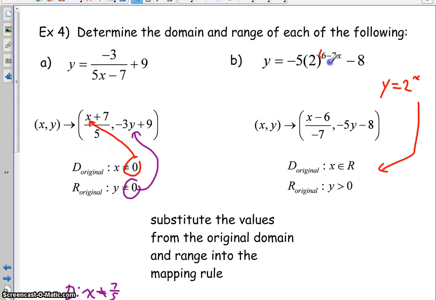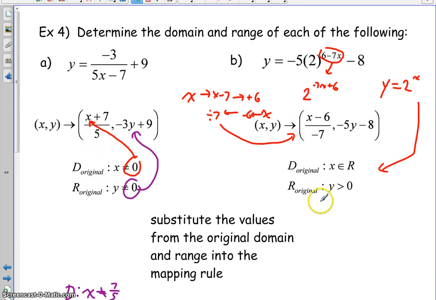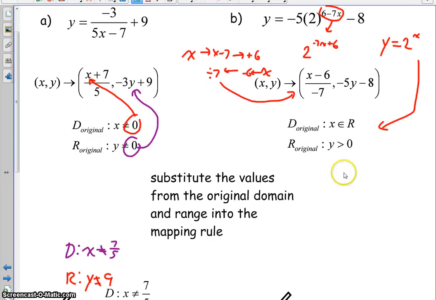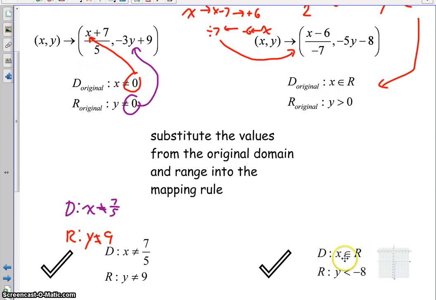Okay, if you're confused about where the x part comes from, remember this is the same thing as 2 to the exponent of negative 7x plus 6. So when you're writing out your input-output diagram here, x gets multiplied by negative 7 before you add 6. So in the inverse, you're going to subtract 6 and then divide by negative 7, which is exactly what you see here in the mapping rule. Okay, so the original function has a domain where x is an element of the real numbers. Nothing will change it. No transformation will change that. So your new domain is still x is an element of the real numbers.